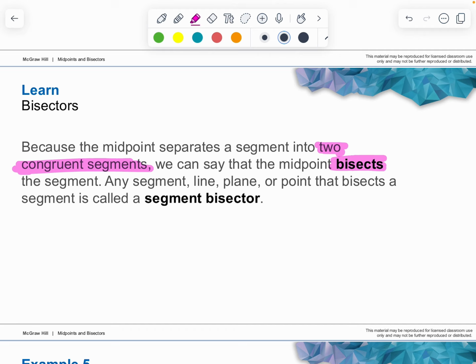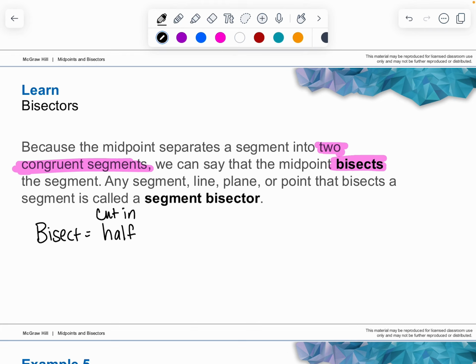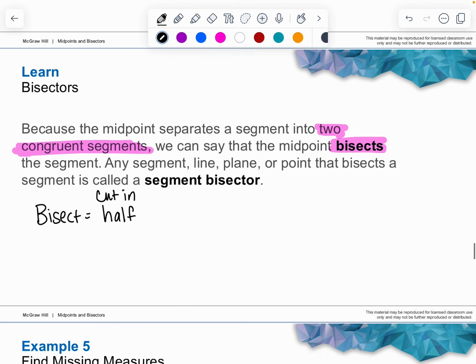So, bisect means half. It means perfectly cut in half. So when something's been bisected, it doesn't mean it's just been cut. It means cut in half. It means a midpoint. It means perfectly cleaved into 2 perfectly halved things, okay?